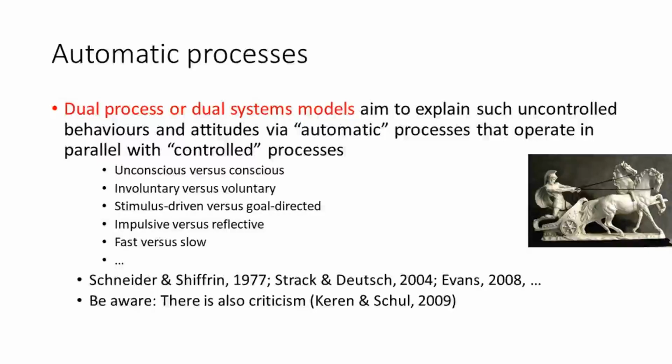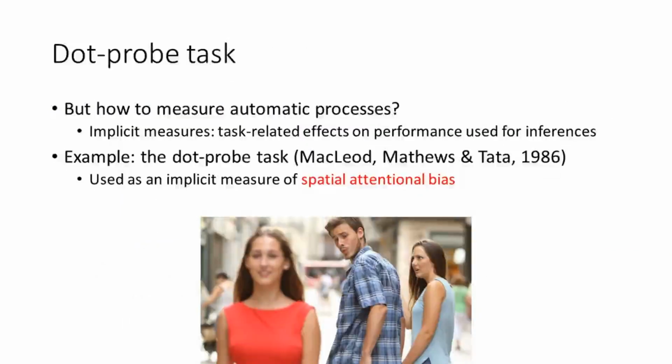There are lots of variations, but the idea is there's a split between these two kinds of processes. The one kind of process is unconscious, the other is conscious. The one kind is involuntary versus voluntary. It's either stimulus-driven or goal-directed, impulsive versus reflective, fast versus slow, and so on. And this seems to be true. We seem to have these different kinds of processes that we might be able to split up in that way. There is criticism, so I'll come back to that a bit later. So the question is, that's a nice idea. How do we get data on such automatic processes?